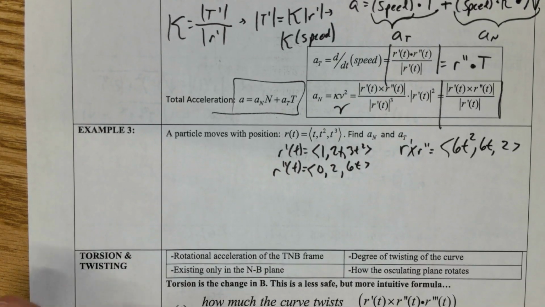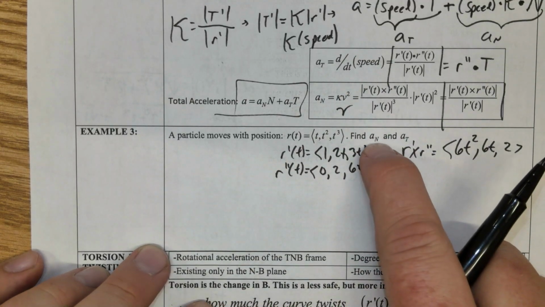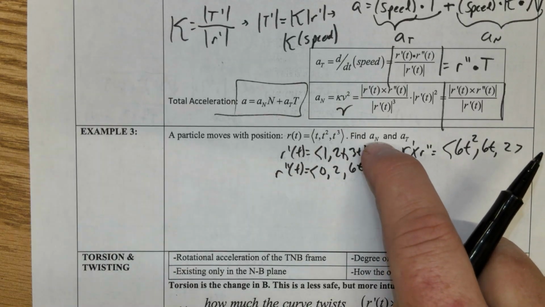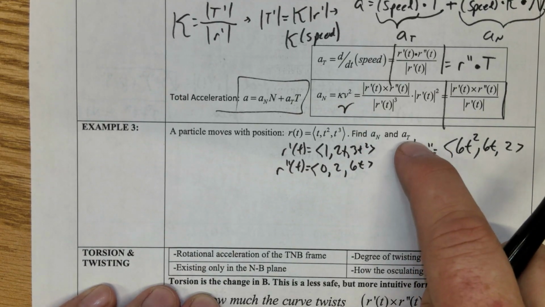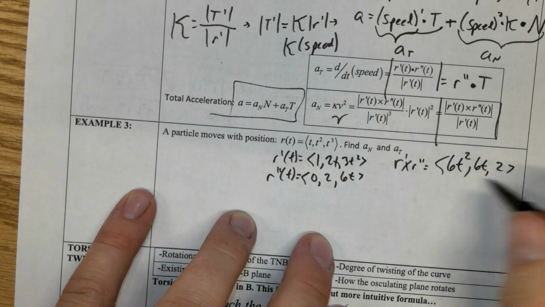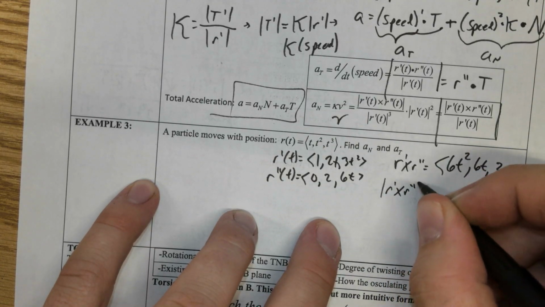I also need, notice, these are scalars. This is the amount of acceleration in this direction. That's F equals ma. That's force. That's a scalar number. T gives the direction. N gives the direction. So I need to turn this into a scalar. I need to magnitude this thing.